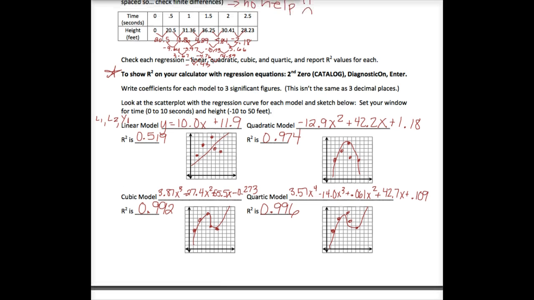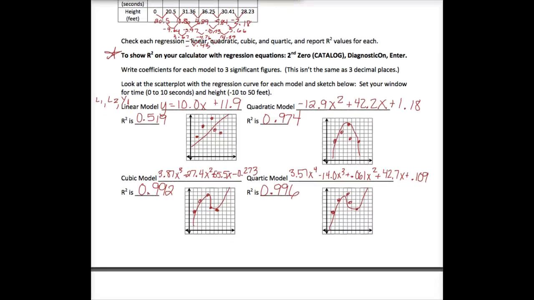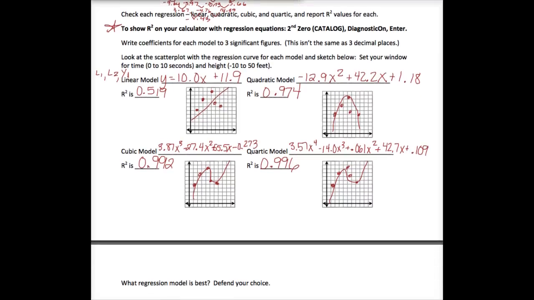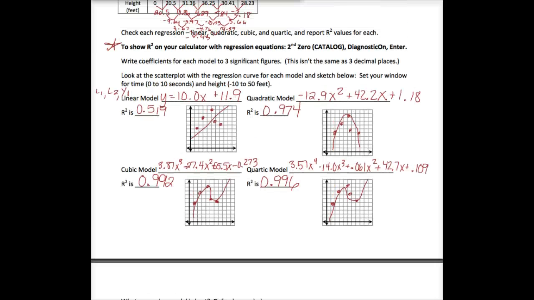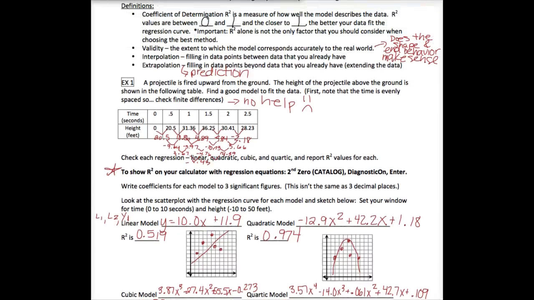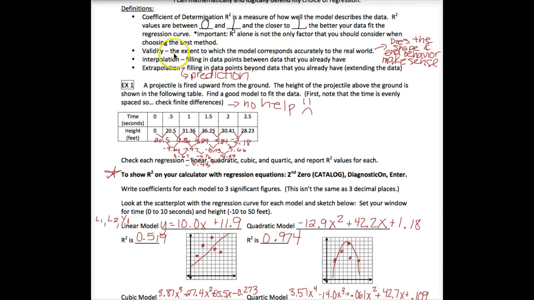So now we need to make a decision. So finite differences didn't help us. The R squared, we have 3 values that are above 0.9. The quadratic, the cubic, and the quartic are all excellent R squared values. So that means we're not just going to base it on R squared, we need to think about the validity.